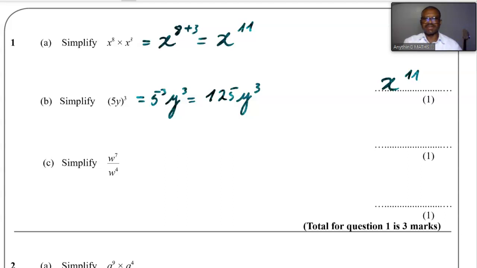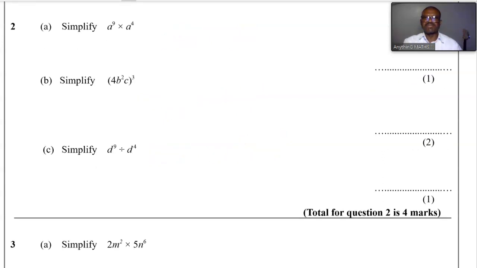C. Simplify. We can write this as w raised to the power 7 divided by w raised to the power 4. And it can also be w raised to the power 7 minus 4. We're going to have w raised to the power 3. It says simplify. You check the base, they are all the same. So a raised to the power 9 plus 4, because it's a multiplication. a raised to the power 13.